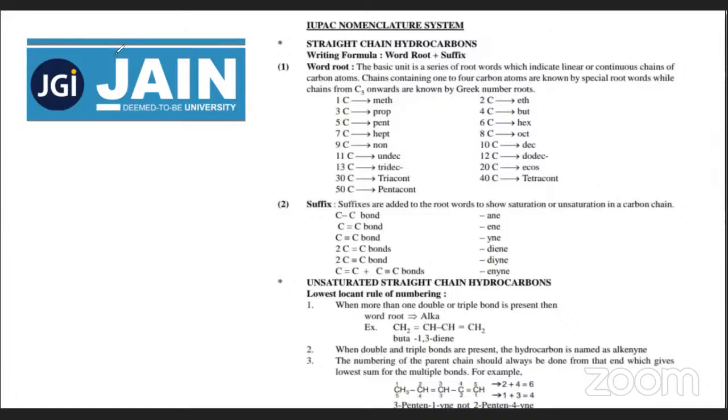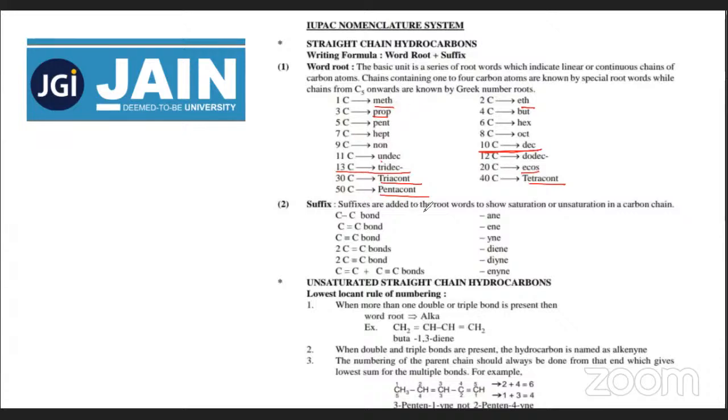Let's try to read IUPAC nomenclature. Word root for 1 carbon is meth, for 2 carbon eth, pro for 3. Like this I have taken here. Up to 11, 12, 13, then you have 20, which is eicos, 30 is triacont, 40 is tetracont, 50 is pentacont. What is important for you? Up to 10 is enough. If you remember up to 13, that is more than enough. Okay, word root. For word root, we are using this.